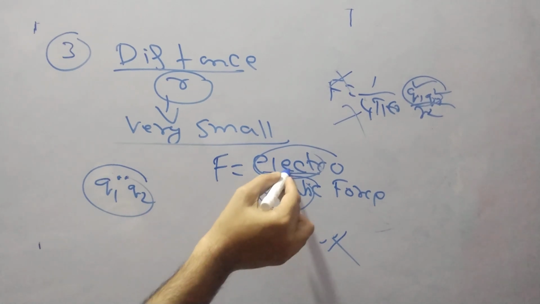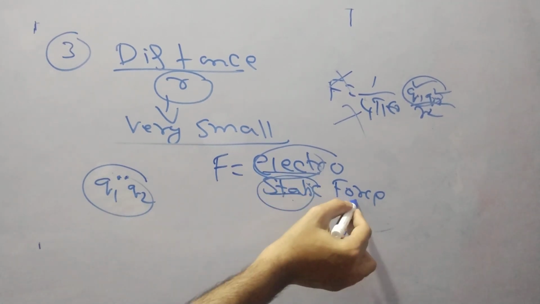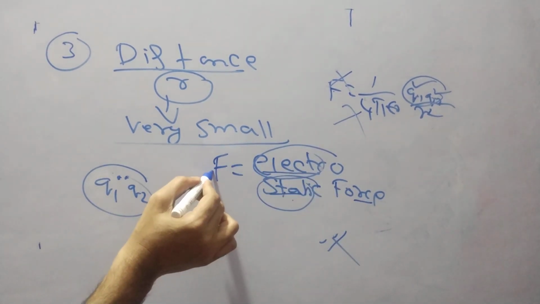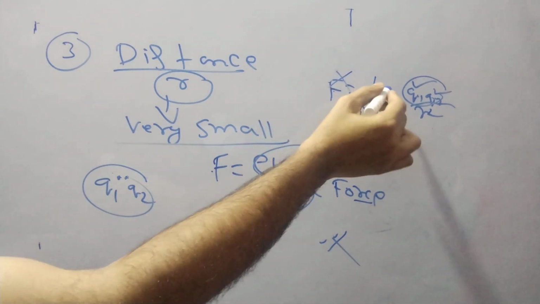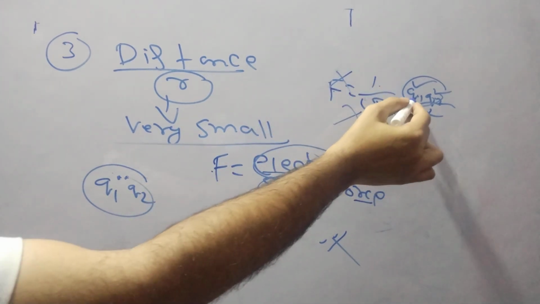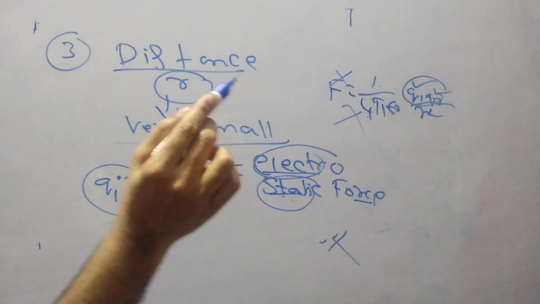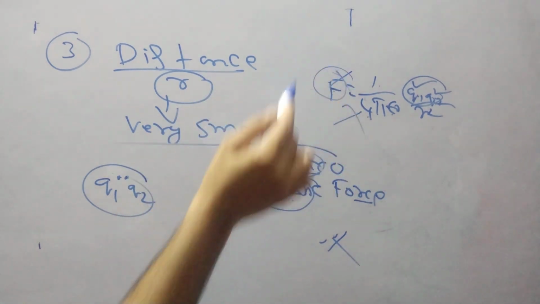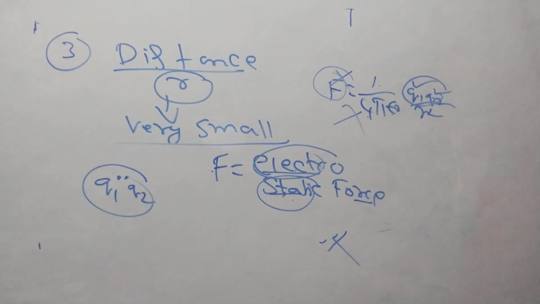Electrostatic means charges are at rest. So you are getting a force, and that force is known as electrostatic force. So in the Coulomb's law formula 1 by 4 pi epsilon Q1 Q2 by r square, the force which you are getting is known as electrostatic force, right?